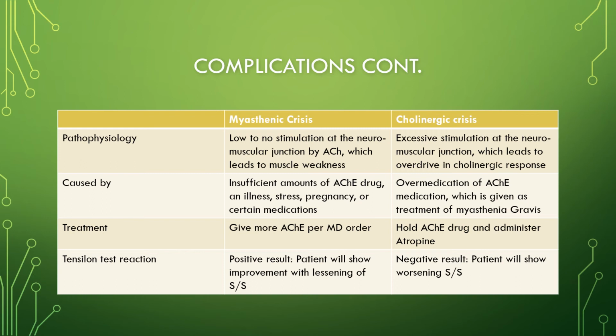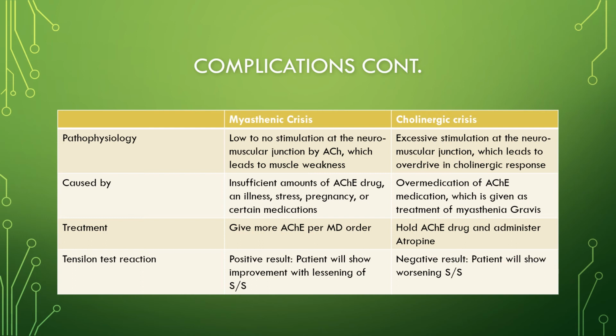Myasthenic crisis can be caused by quite a few things, which I will go over in just a minute. Cholinergic crisis, on the other hand, is only caused by the patient receiving too much of their acetylcholinesterase medication. Treatment for myasthenic crisis is to give the patient more of the acetylcholinesterase medication per the physician's orders. Treatment for cholinergic crisis is to hold the acetylcholinesterase medication and administer atropine.